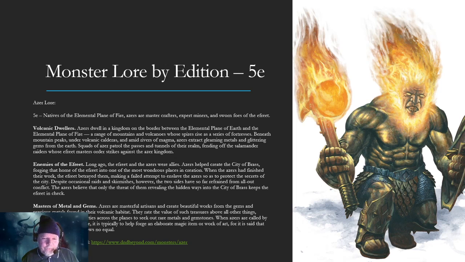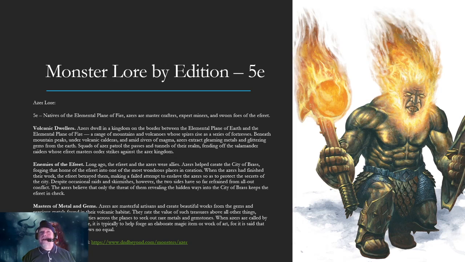Masters of metal and gems. Azers are masterful artisans and create beautiful works from gems and precious metals found in their volcanic habitat. They rate the value of such treasures above all other things, sometimes dispatching parties across the planes to seek out rare metals and gemstones. And when they're called by magic to the material plane, it is typically to help forge an elaborate magical item or work of art, for it is said that their skill in such craft knows no equal. Yet another thread you can pull on.